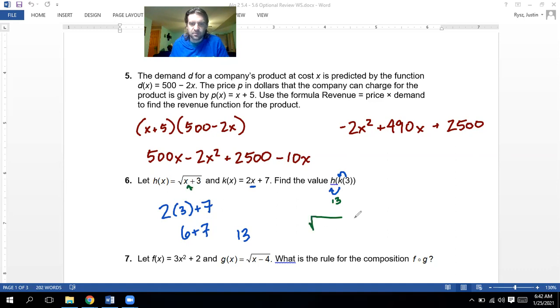So what's the square root of 13 plus 3? Or what's the square root of 16? And that answer is 4. It's not too bad there.